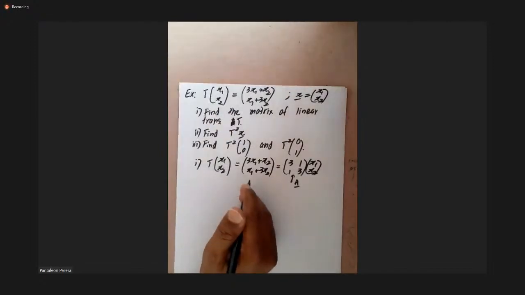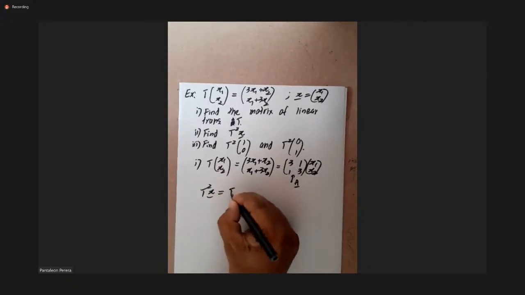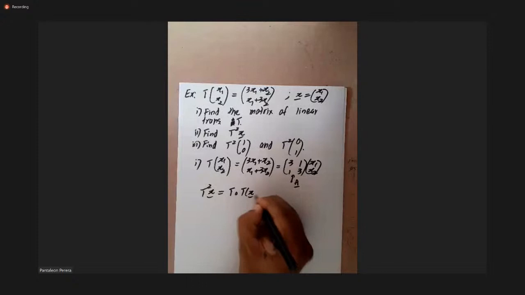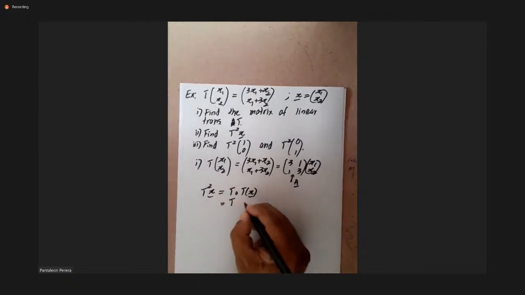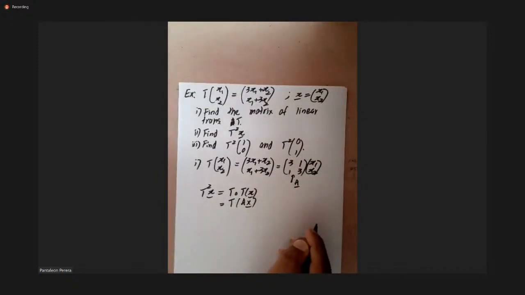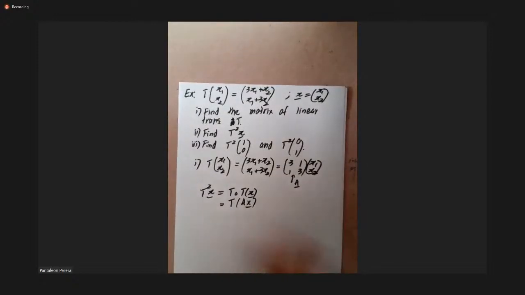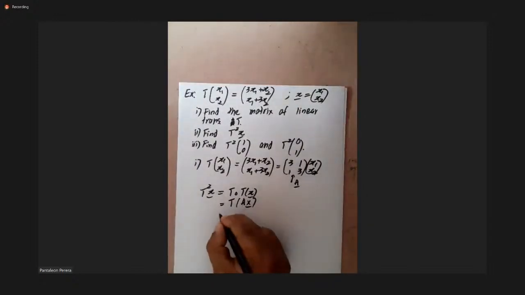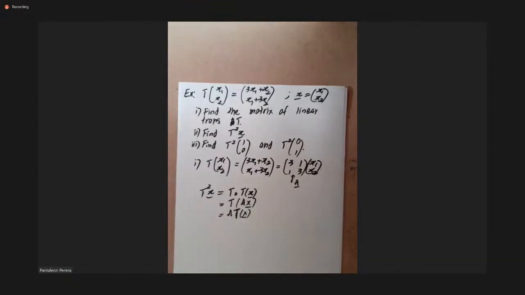Now let's find T squared x. Means this one, T applied to Tx. You first find Tx and then apply T on top of that. So you know that this is Ax. Tx is Ax. Now, since A is linear, if you have a constant, you can pull it out. Even if you have a matrix, you can pull it out. You pull out A.